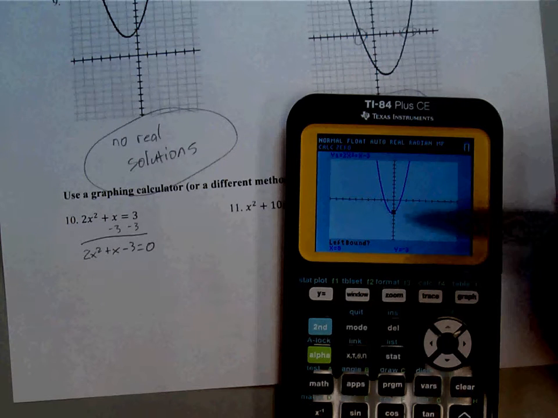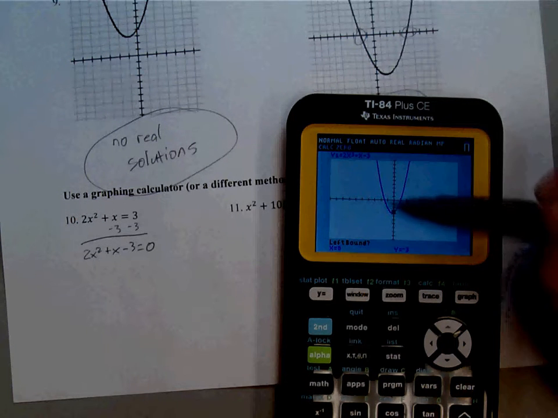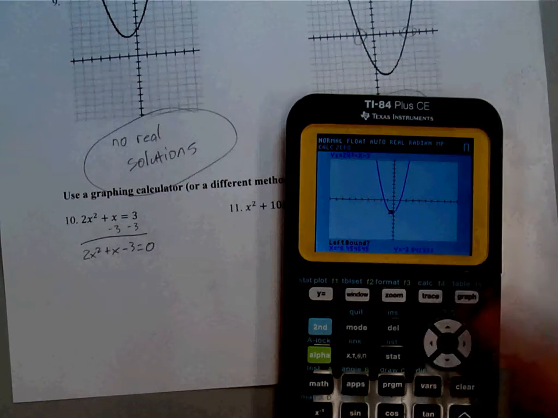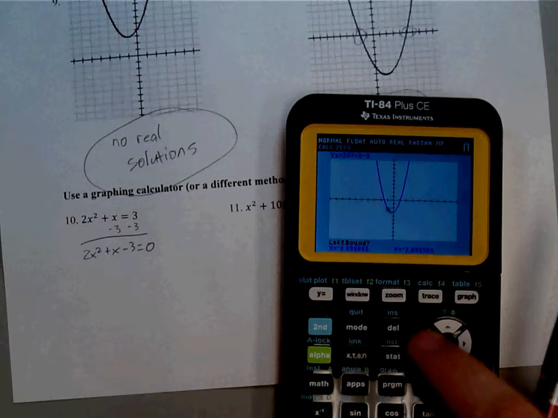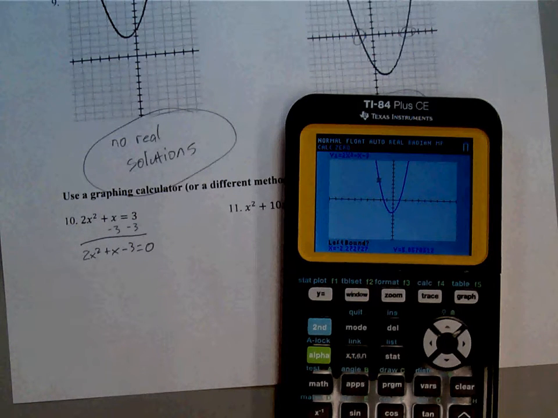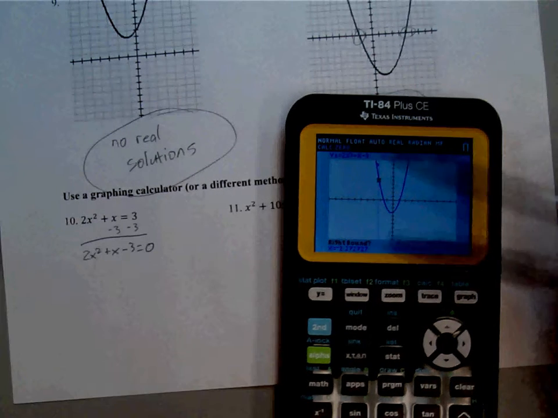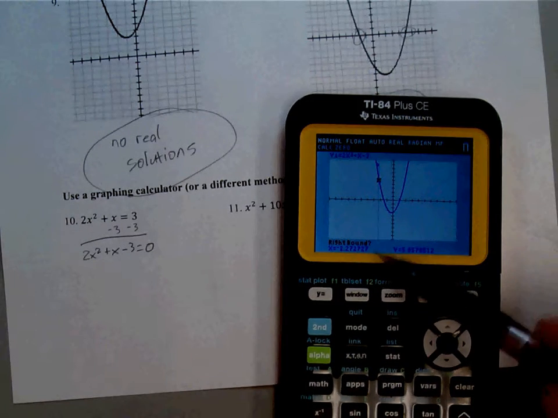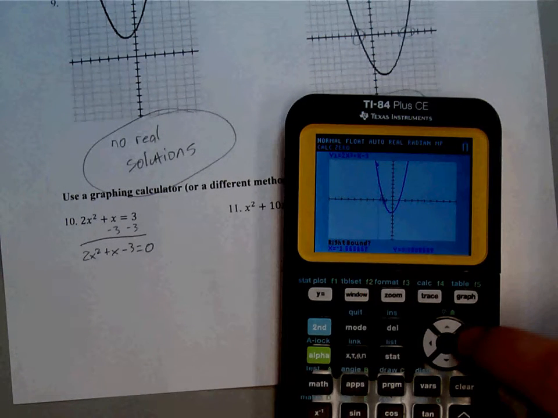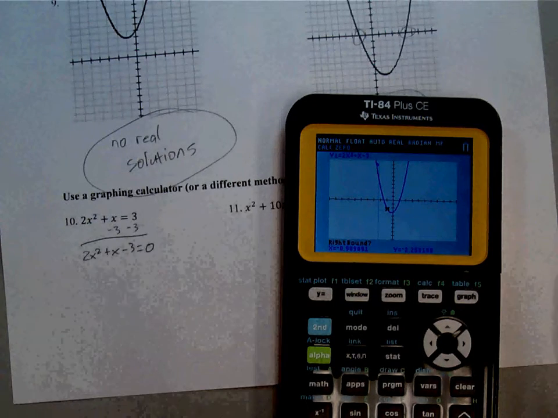So I need to move this flashing cursor to the left of that x-intercept. As I travel further left, I'm just hitting the left arrow. It's getting closer, closer. Eventually it will pass it. I want to make sure I'm past it. It doesn't matter exactly how far, just sufficiently past. Then hit enter. It puts that dashed line there, and now it asks for the right bound. So now you have to move back to the right. Make sure you get sufficiently past that x-intercept. I'm past it now. Hit enter.